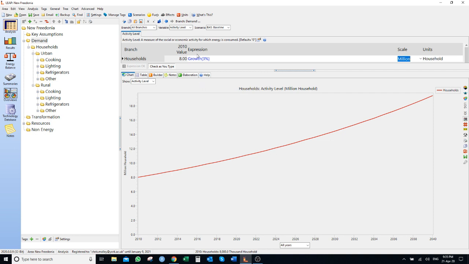3%. So this growth expression says take the number and apply a percentage increase to it. And we've added in 3%. That's why we get this graph where the number of households is increasing at 3% per year.